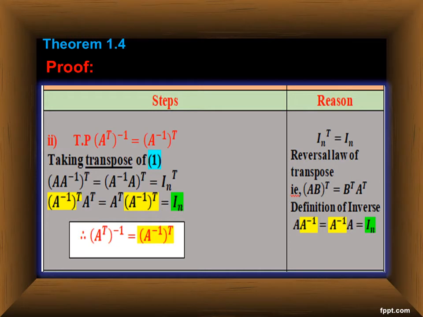We need to prove (A transpose) the whole inverse equals (A inverse) the whole transpose. Now remember the first equation again, that is the definition of A inverse. Taking the transpose of equation 1 throughout, we get (A into A inverse) the whole transpose equals (A inverse into A) the whole transpose equals (In) the whole transpose. We know In transpose equals In itself.